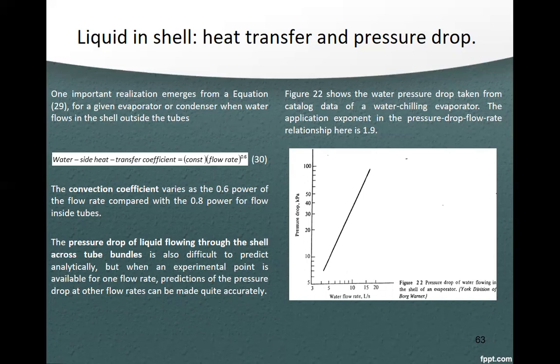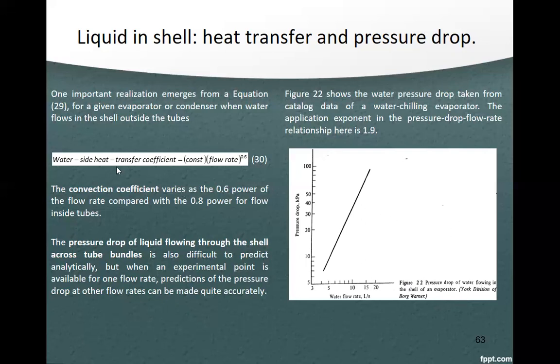So the pressure drop of liquid flowing through the shell across the tube bundle is also difficult to predict analytically. But when an experimental point is available for one flow rate, prediction of pressure drop at other flow rates can be made accurately. Figure 22 shows the water pressure drop taken from catalog data of a water chilling evaporator. So the exponent in the pressure drop flow rate relationship here is 1.9. The water flow rate and pressure drop. This is pressure drop of water flowing in the shell of an evaporator by York division of Borg-Warner.